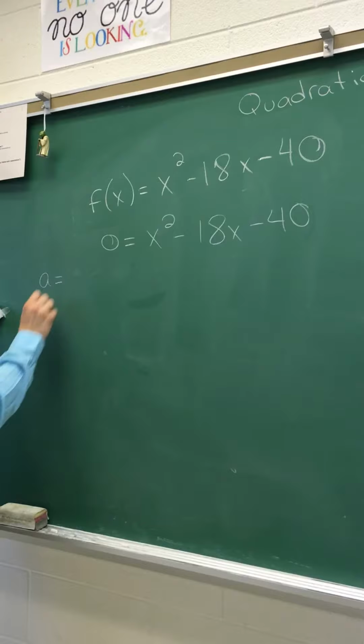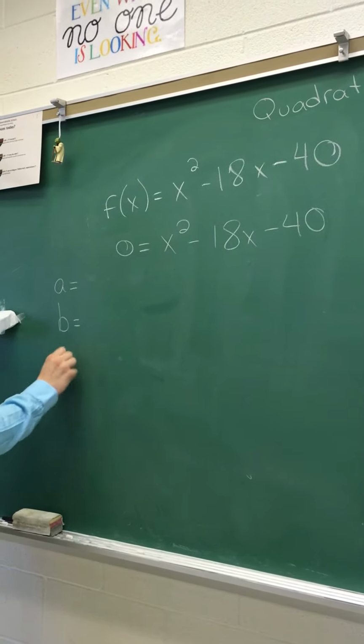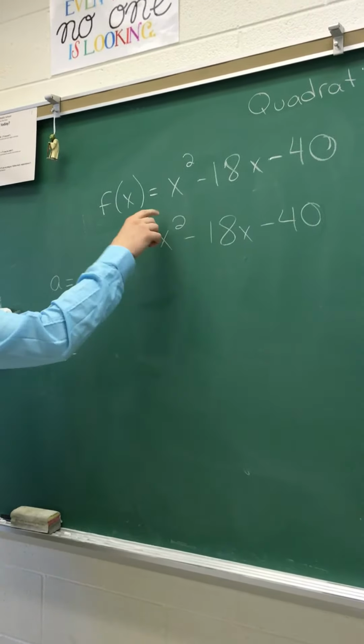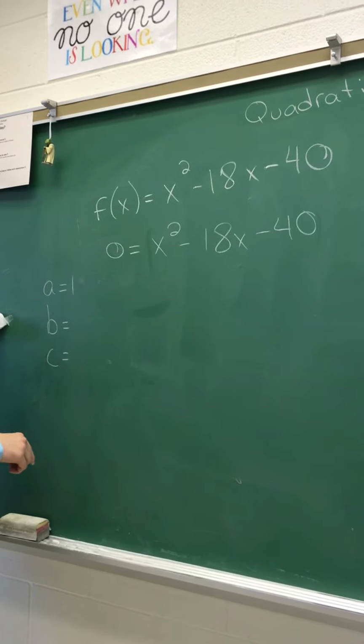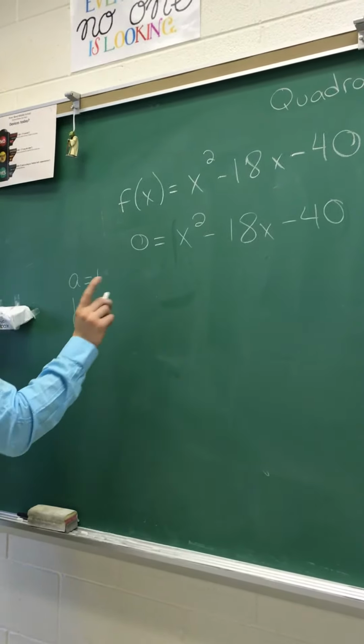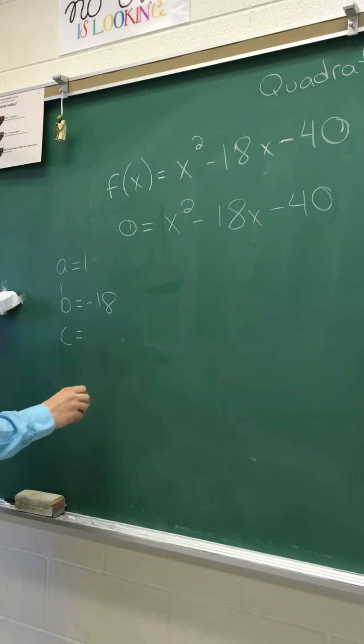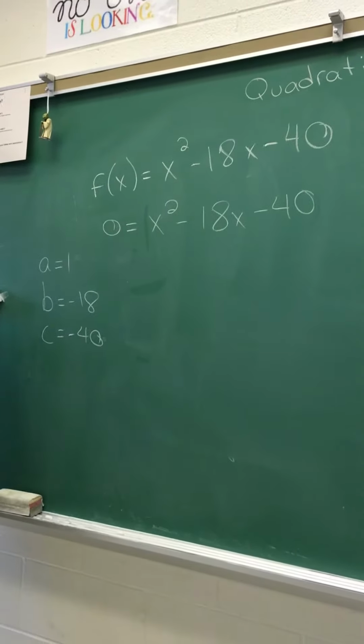The first thing you need to do is identify what your a, your b, and your c are. Your a will always be your leading coefficient, which in this case is 1. Your b will always be your second coefficient, which in this case is negative 18, and your c will always be your constant, which is negative 40.